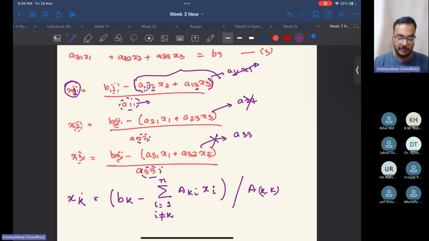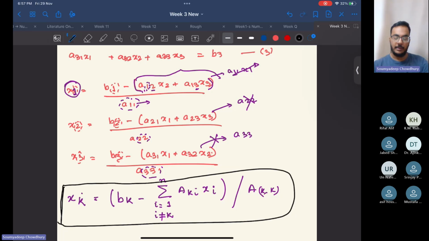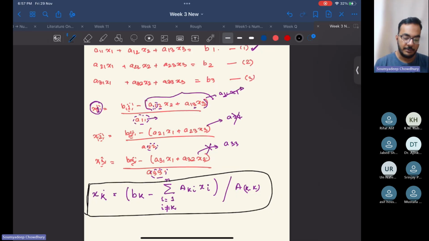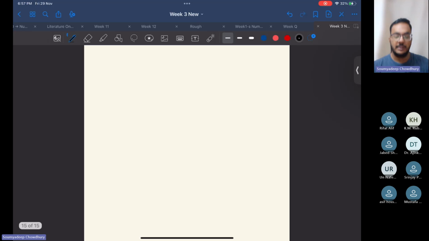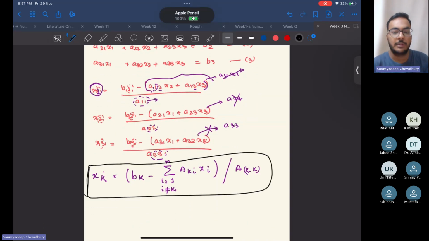So if you expand this one, it will be basically a1i with i not equal to 1, right, for the first x1. So a12 x2 plus a13 x3 divided by a11. Similarly, we can also find out for x2 and x3. So this is my generalized expression for writing the MATLAB code. We just have to remember this one. We'll see in the MATLAB code whether we have implemented the same expression. Okay, now we'll see the MATLAB code. Is this clear, this generalized expression for the Jacobi method?